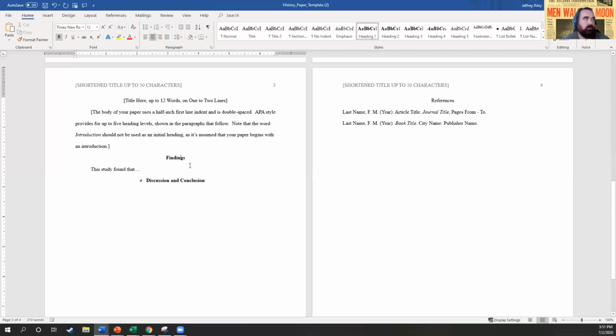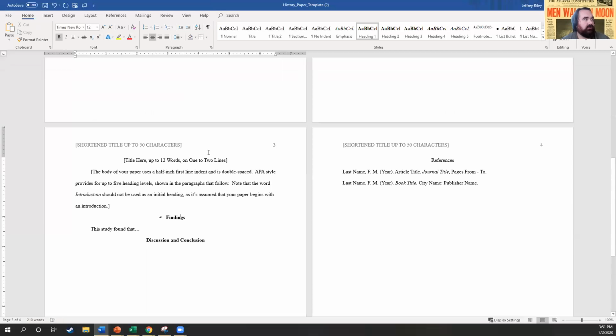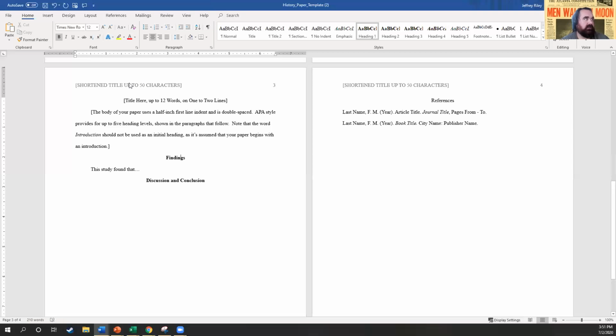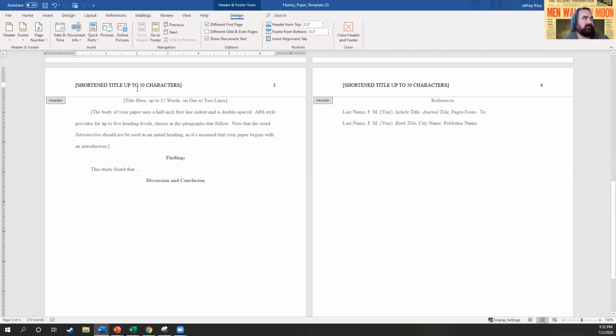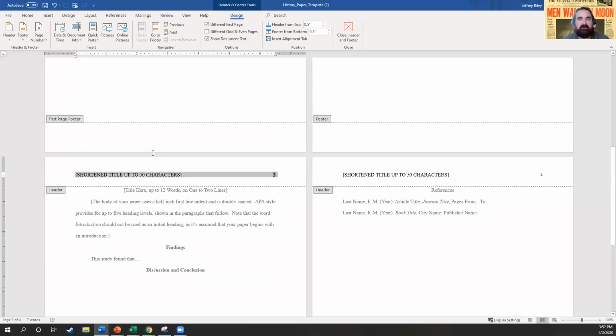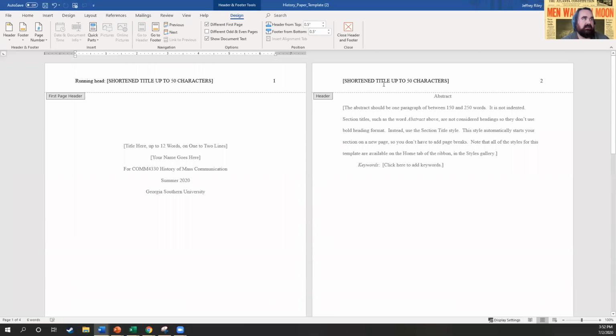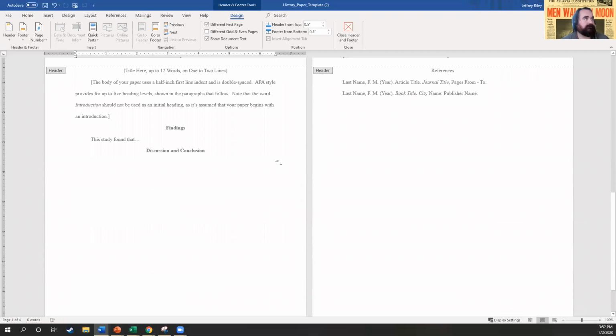This is set up as a heading 1 as well, and you don't need a heading for introduction because the introduction is designed to introduce. It's already got page numbers there for you. At some point you will need to double click this, shortened title up to 50 characters, and drop that in. That's just a shortened version of the title of your paper, and when you put this here, it will automatically put it everywhere it needs to be in the rest of the paper.